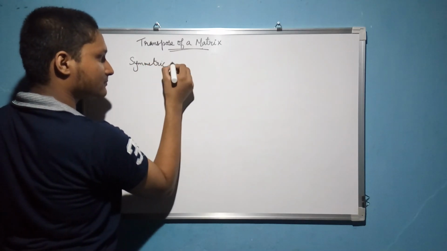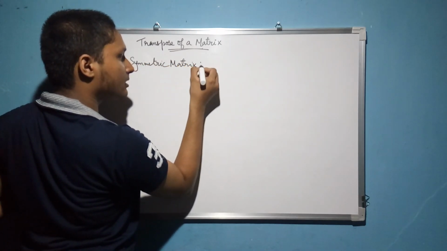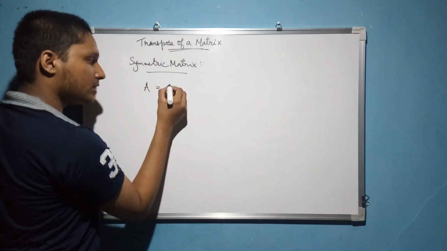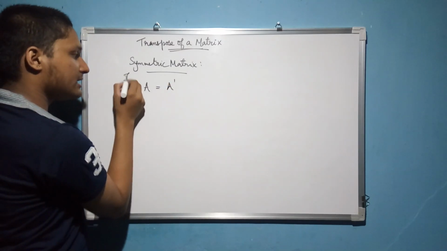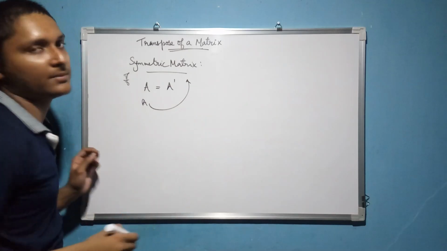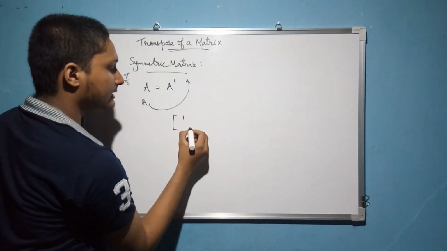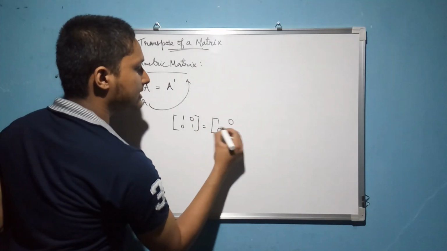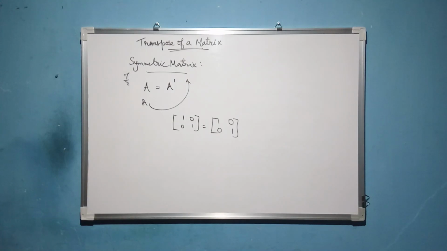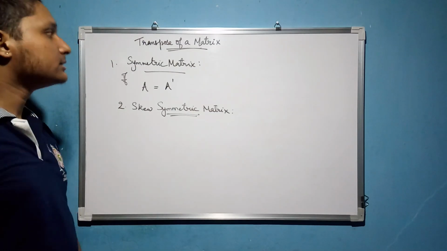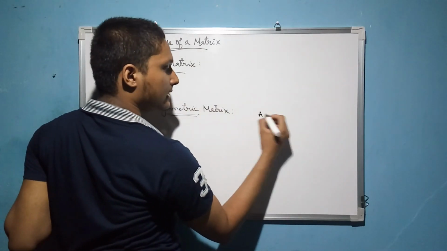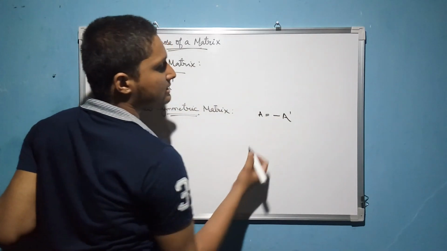What is a symmetric matrix? By definition, a symmetric matrix is such that A is equal to A transpose. If A is equal to A transpose, A is a symmetric matrix. So if I consider an identity matrix 1, 0, 0, 1, its transpose is also going to be 1, 0, 0, 1. Therefore you understood that if A is a square symmetric matrix, then A is equal to A transpose. If it is a skew symmetric matrix, then A is equal to minus A transpose. That is what you are going to get.